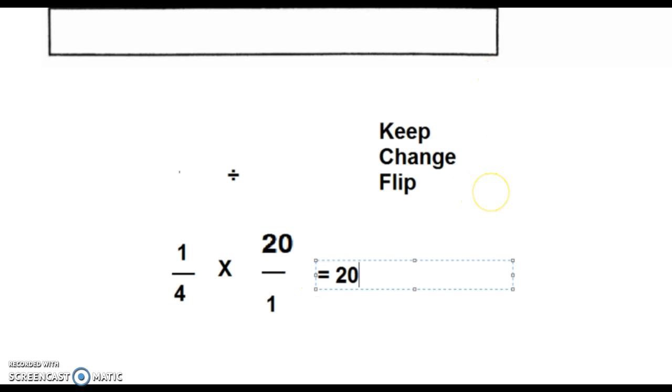Multiply across, and what do you get? You get 20 over 4. So 20, now we actually have to simplify further. So 20 divided by 4 equals 5. And that is our final answer.